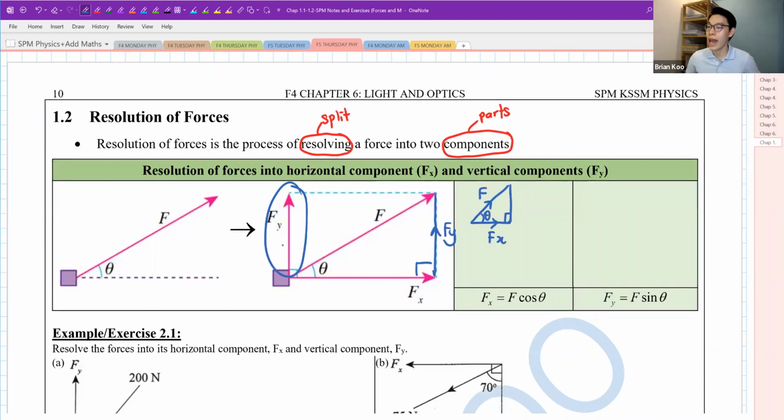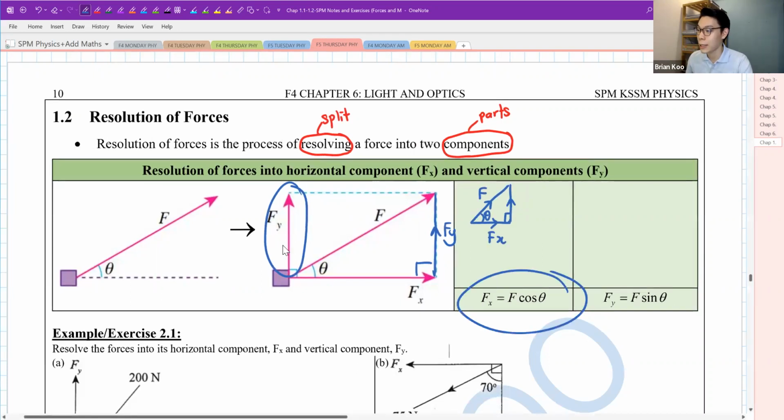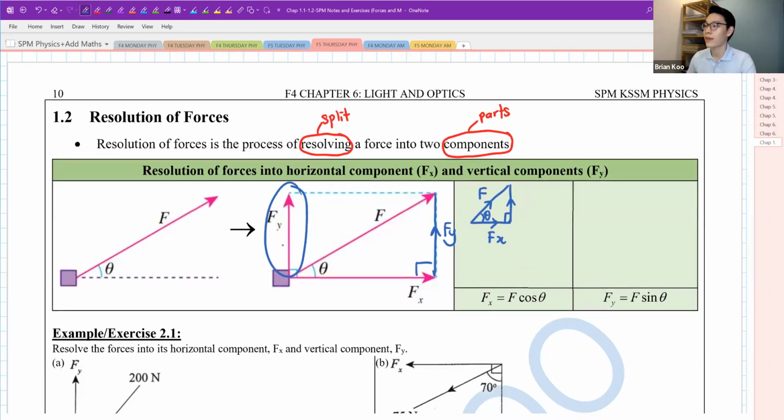Okay, I'm going to focus on F and Fx. Fy is here, but right now I don't want to calculate Fy first. I want to figure out what is the formula for Fx. I can use SOHCAHTOA to help me find out. This is the hypotenuse. This is the opposite of the angle. This is the adjacent of the angle, right? Right now, we are using the hypotenuse and the adjacent. We are not using the opposite.